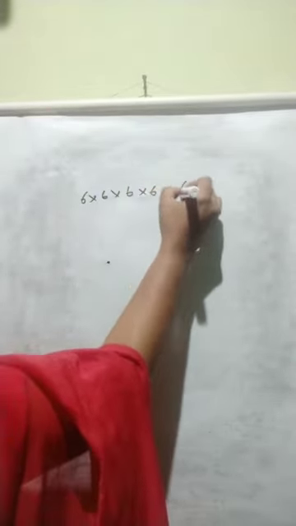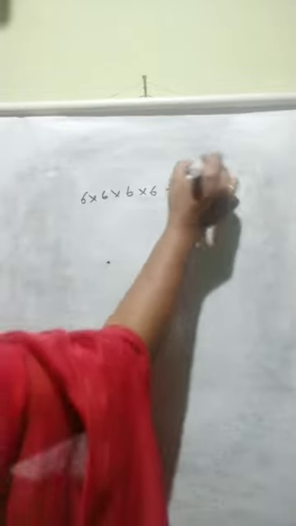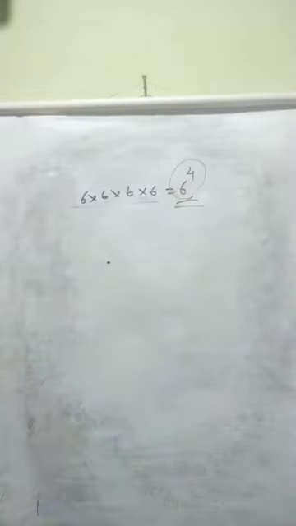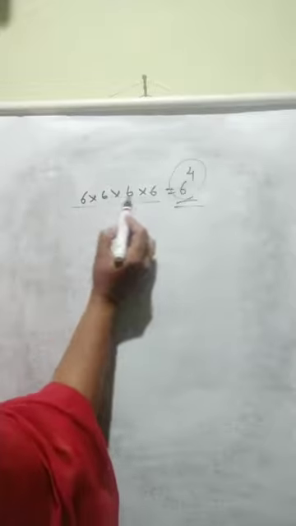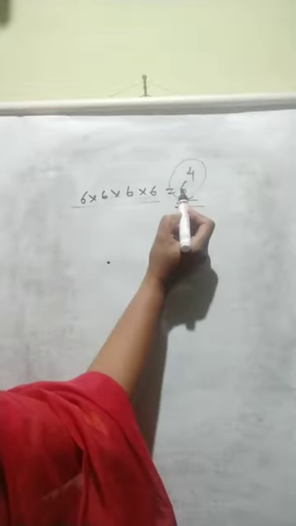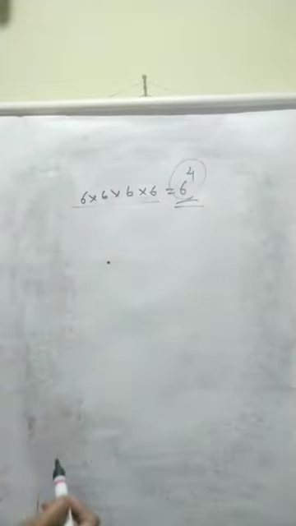That is 6 times 6 times 6. How many times? 6 raised to 4. This is the exponential form of this one. How many times are these bases repeated? This 6 is the base, 4 is the power or exponent.